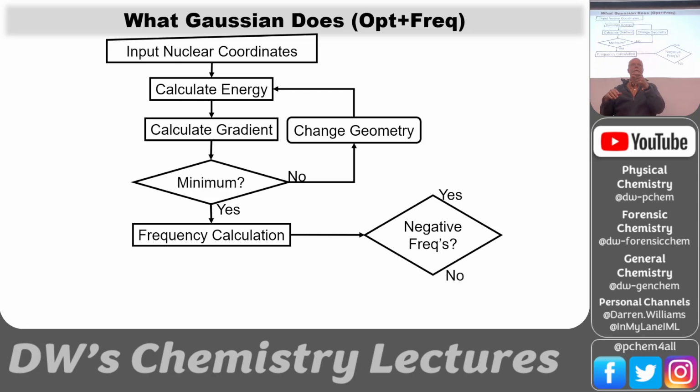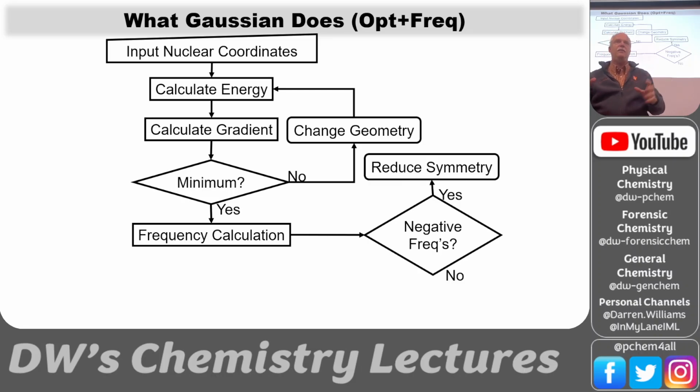Think of a Pringle. The steep sides that go up, you're at a minimum with respect to that, but you're also at a maximum with respect to going down the waist of the Pringle. So if you have negative frequencies, you're not at a global minimum. And so we go up, we reduce the symmetry, because typically it's the symmetry of the molecule that causes that to happen.